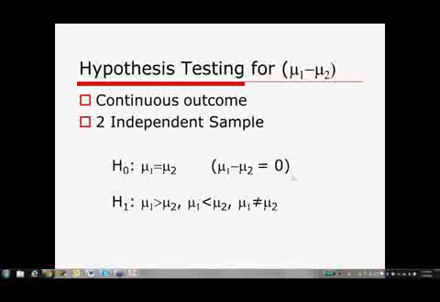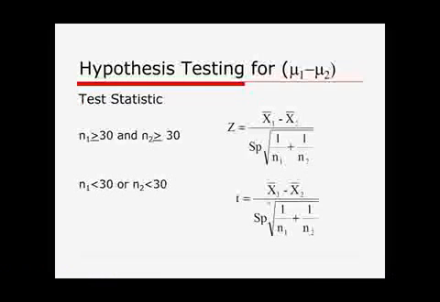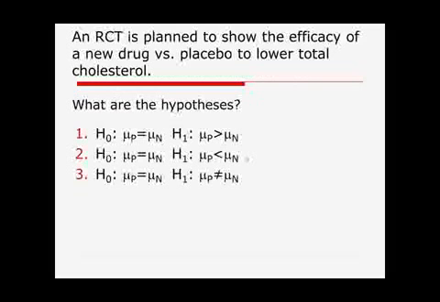Here's a quick question. The test statistics, and then we'll go into a question. So these are the test statistics that you use. Again, Z is where you have large samples. You don't need to worry about the normality. Small samples, you should assume normality, and you use a T statistic.